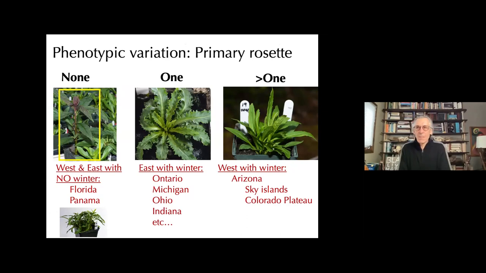the beginning of life, when a seed germinates, the organism might make a rosette, it might make none, it might make one, or it might make more than one. So on the far left here is a picture of a plant from Florida that just starts to grow up. It just starts to bolt. It does not make a primary rosette. And this actually happens in plants from Florida and Panama, where there is no winter. In most of the Eastern populations, there is a good rosette that forms, and then a bolting stem appears at some point. In the West, a seed usually develops into several rosettes, and then each of them can send up a flowering stalk.